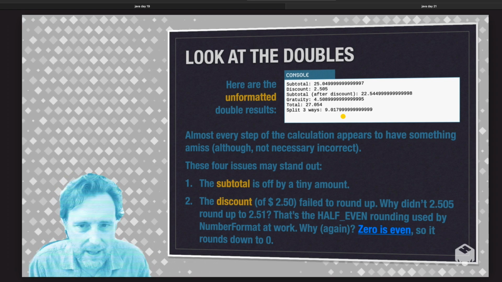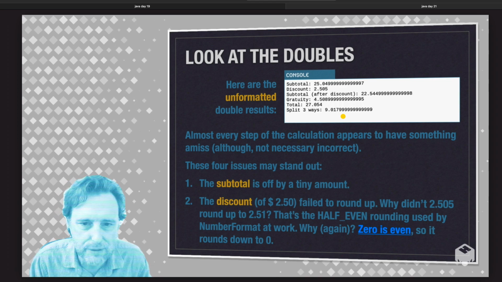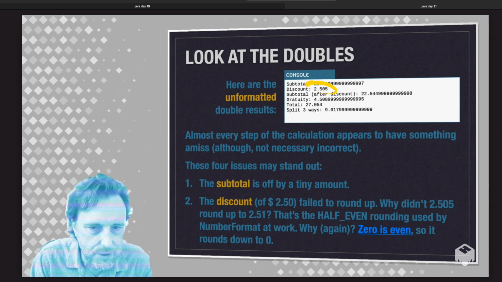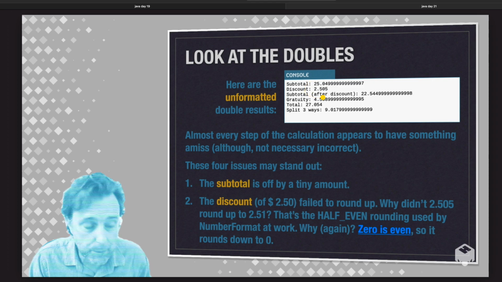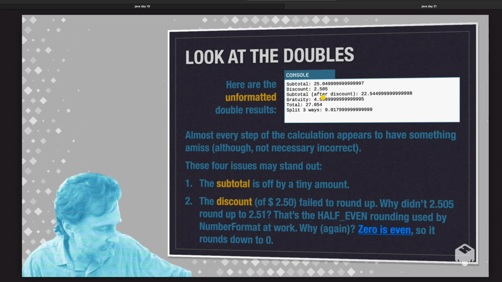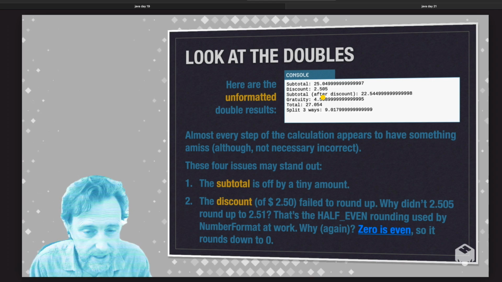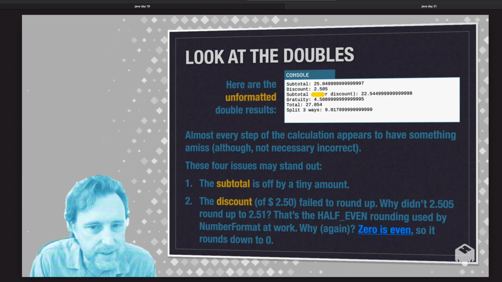So lots of stuff going on. The discount of 2.505 is a little bit perplexing, but you need to know that under the hood, I used number format to present the results, and number format by default uses half-even rounding. That's one of the reasons I introduced it earlier and have kind of pushed it, is that it does the rounding the way we want it to round money. But half-even is confusing to a lot of people.